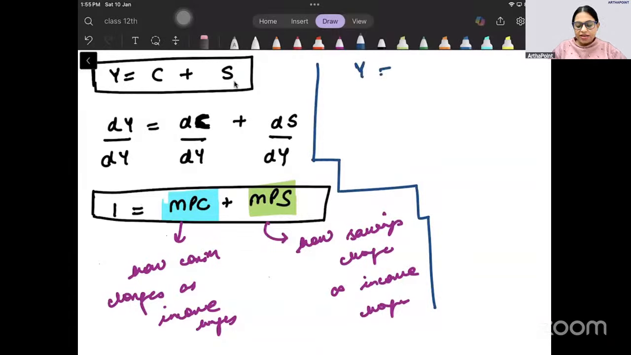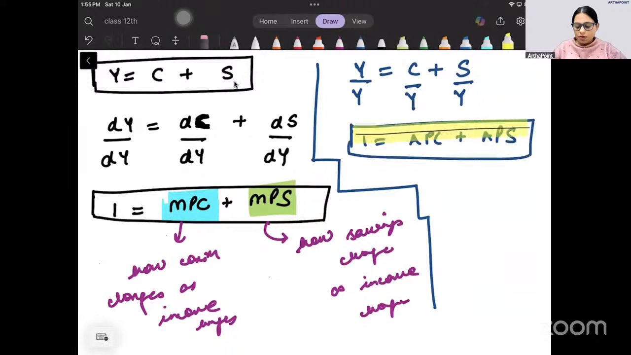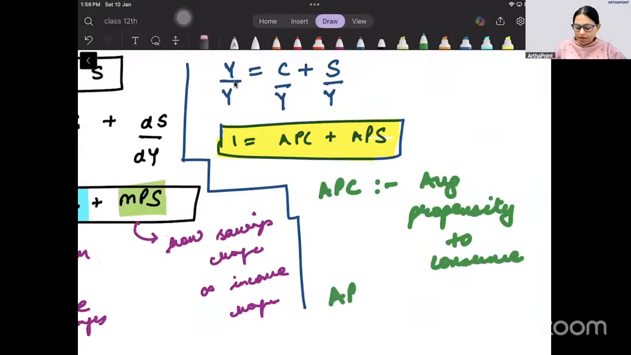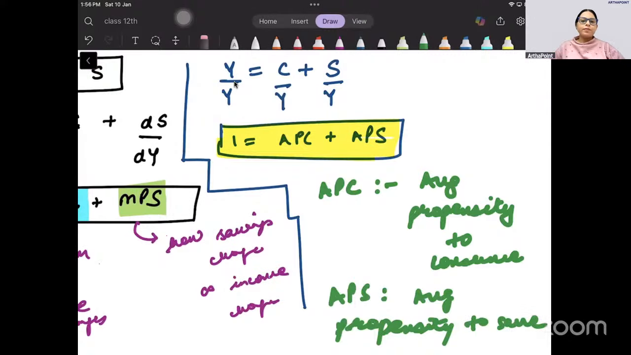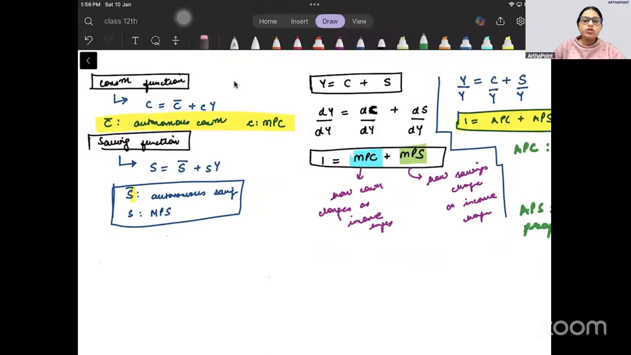Similarly, if y is equal to c plus s and I divide by y throughout, I get 1 is equal to apc plus aps, where APC is average propensity to consume and APS is average propensity to save.